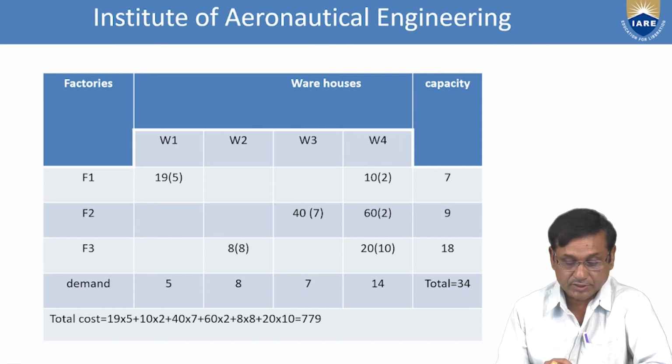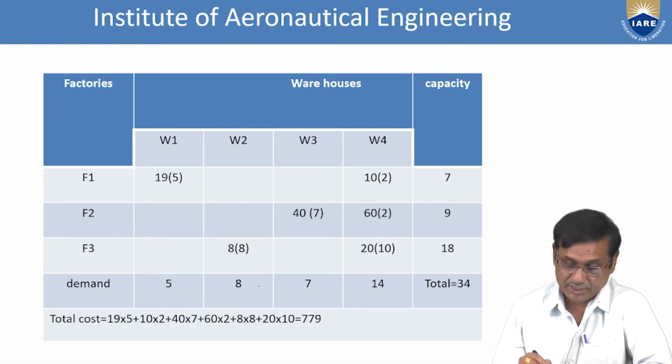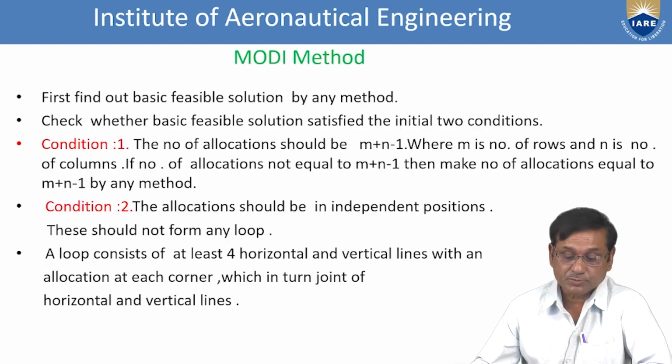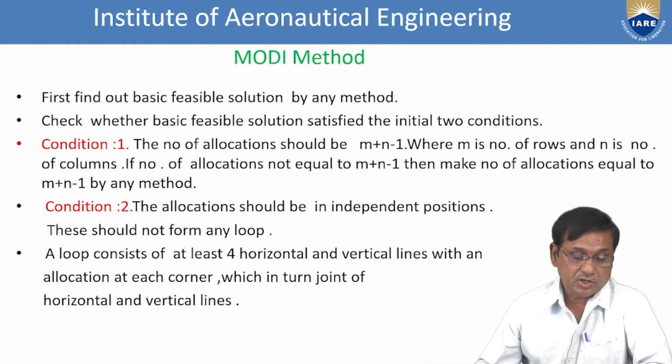So, this is the allocation table: 19, 5, 10, 2, 47, 62, 8, 8, 20, 10. So, the row side are balanced 7, 9, 18, column side 5, 8, 7, 14. So the total cost is again by multiplying each individual allocation by its unit cost and adding all. So 19 into 5 plus 10 into 2 plus 40 into 7 plus 60 into 2, 8 into 8 plus 20 into 10, that is 779. This is the solution corresponding to the Vogel's approximation method.